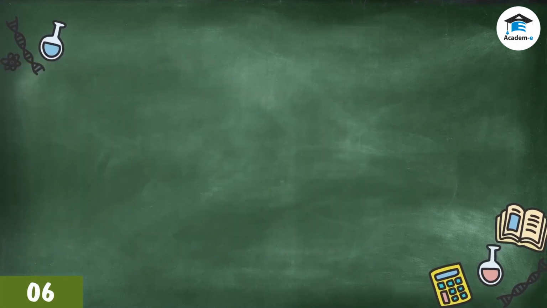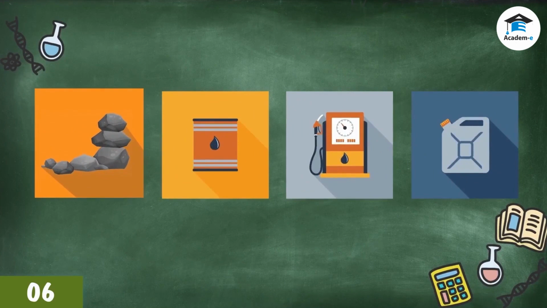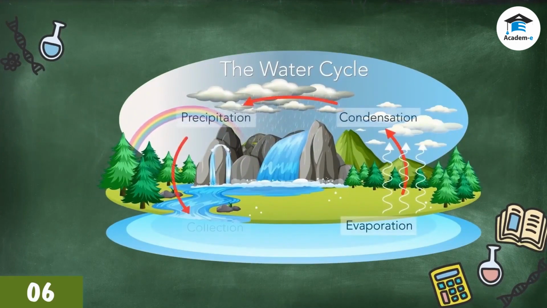Heat energy has many uses. Burning fuels such as coal, oil, gasoline, and kerosene will produce heat that helps people to cook food and run power plants. Heat energy is also involved in maintaining the water cycle.